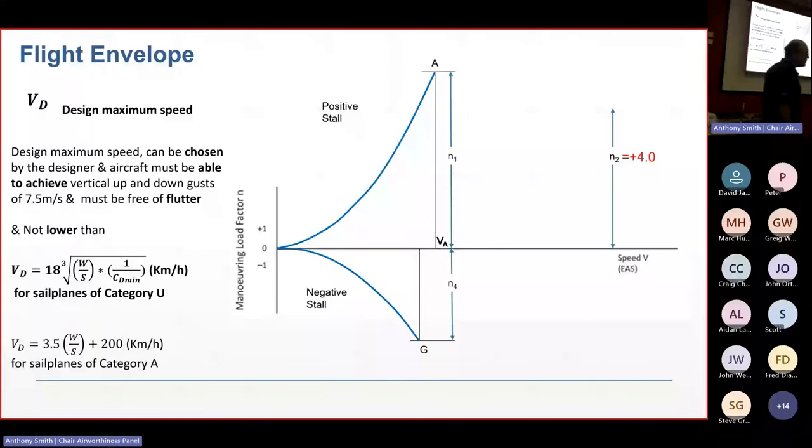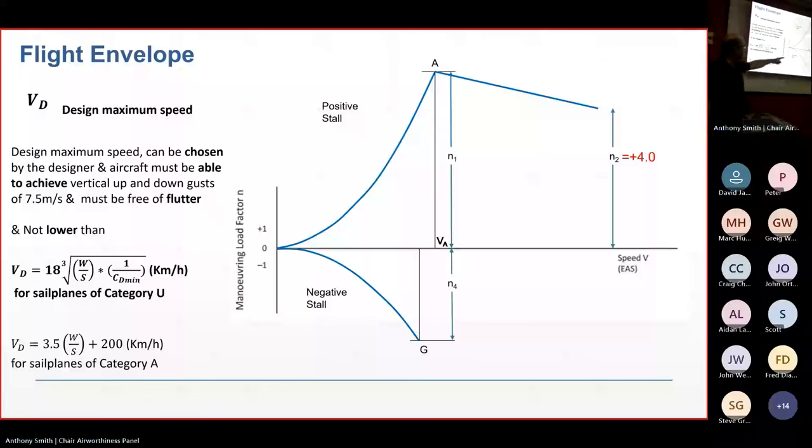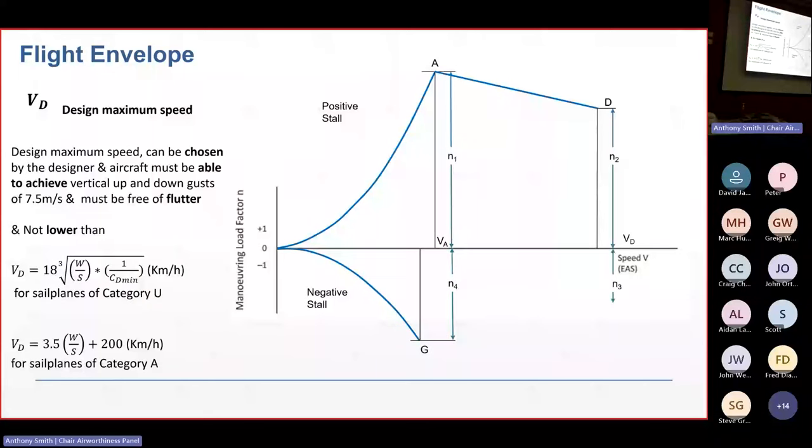Okay. Now, if you remember that first table at VD, you still have to maintain 4 Gs, a factor of N4. And therefore, the envelope goes down at VD, which is defined by this formula, to 4 Gs. And on the negative side, we have exactly the same story. On the negative side, we have N3, which was a little bit lower, only minus 1.5, and there's our envelope completed.